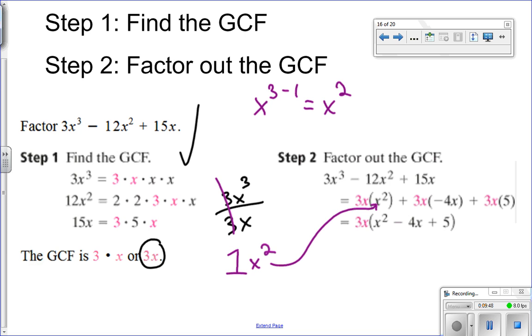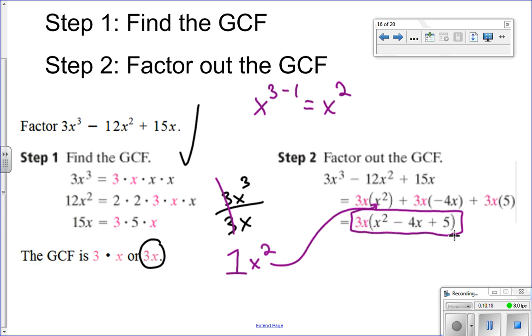If I did negative 12x squared divided by 3x, negative 12 divided by 3 gives me negative 4. And then x squared divided by x just gives me x, since 2 minus 1 is 1. 15x divided by 3x, 15 divided by 3 is 5. x divided by x, those cancel out, so my x variable goes away. And so this is my final answer.